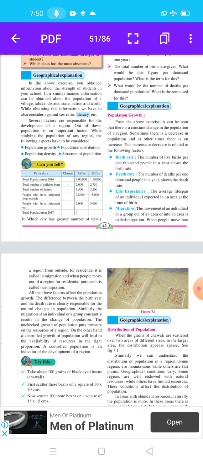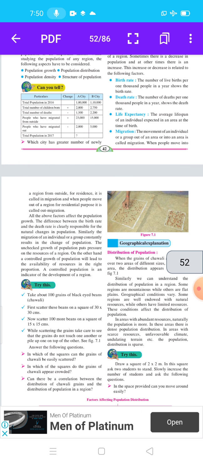The unchecked growth of population puts pressure on the resources of a region. On the other hand, the controlled growth of population will lead to the availability of resources in the right proportion. A controlled population is an indicator of the development of a region.